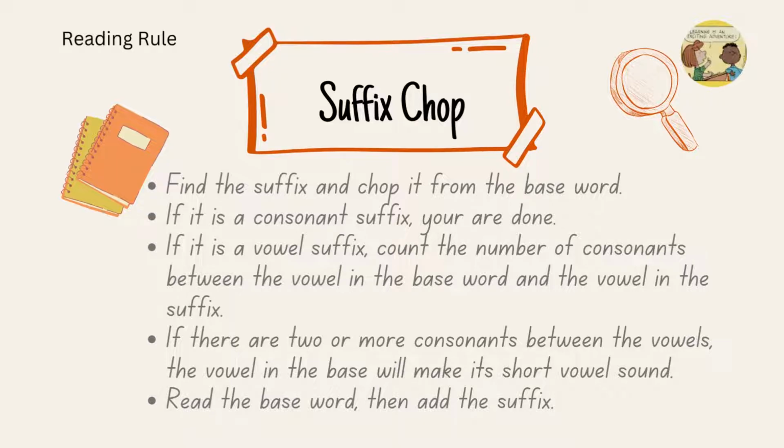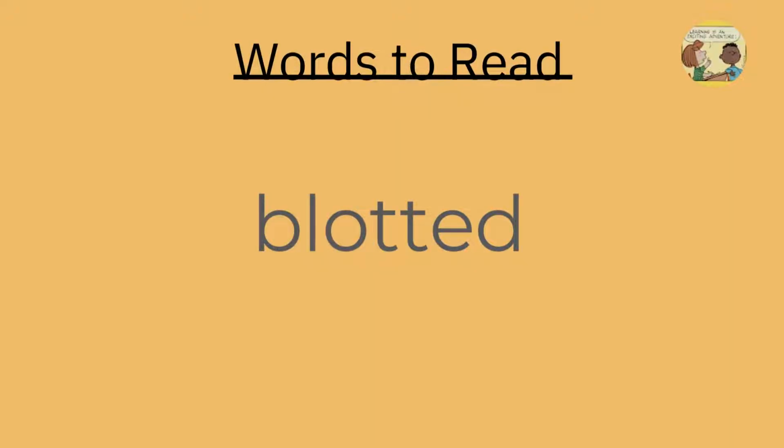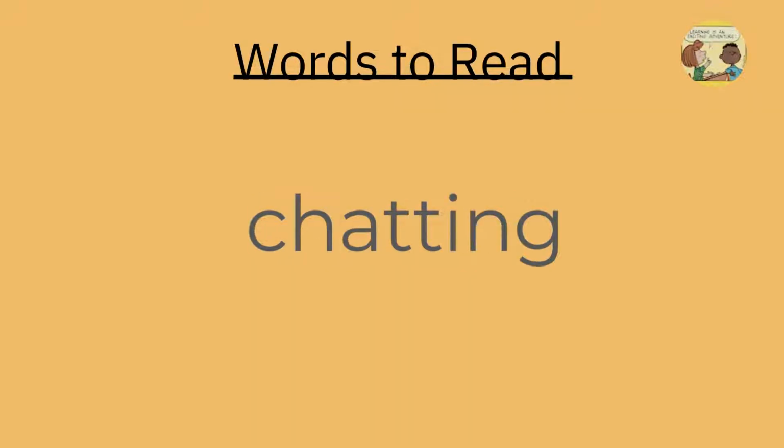If there are two or more consonants between the vowels, the vowel in the base word makes its short vowel sound. Let's take the word on the screen. If we chop away the ed, we are left with an o and two consonants in between the o and the e, which means the o would make a short sound for blot, and the word would be blotted.